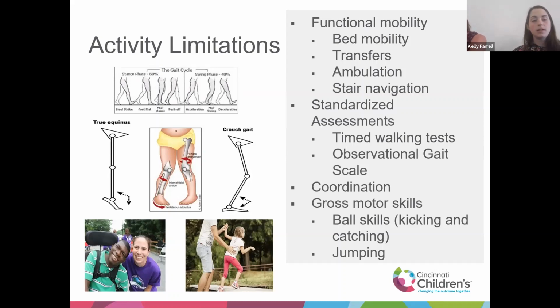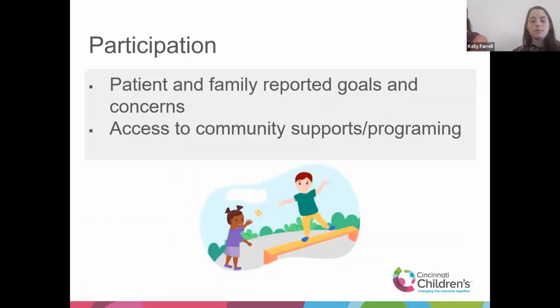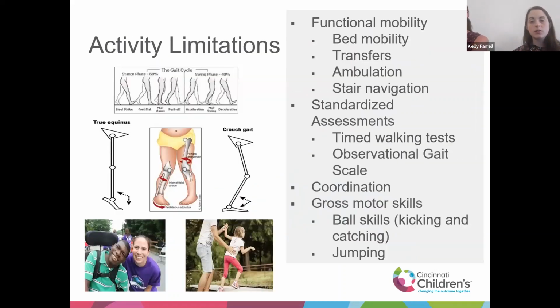They may walk with their knees kind of pointing in with their toes inward as well. Or they can have something called a crouch gait pattern where their knees are constantly bent. We can also do standardized assessments, including a timed walking test and something called the observational gait scale. I also will look into their coordination in general, see if they can do things like hopping on one foot, can they do jumping jacks, can they skip or gallop?